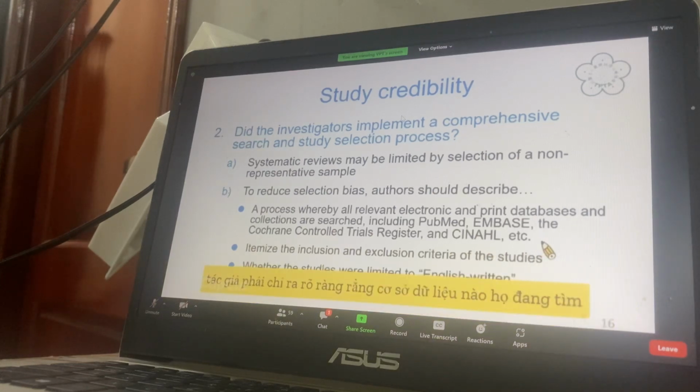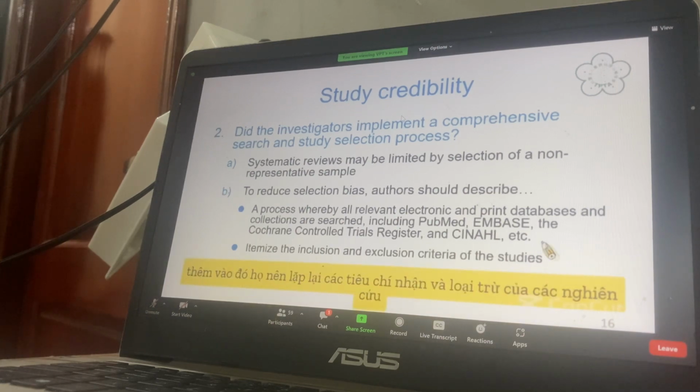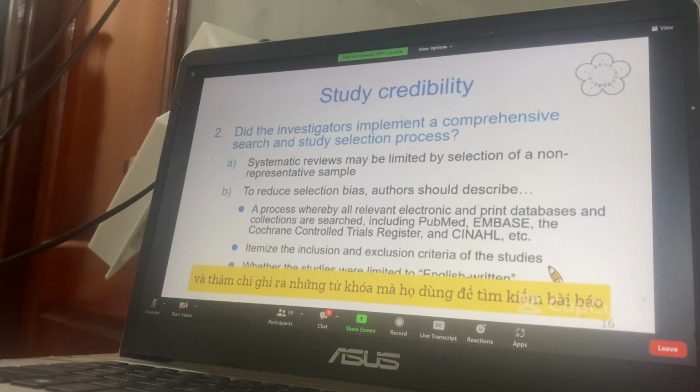The author should clearly point out which databases they searched. Additionally, they should clearly itemize the inclusion and exclusion criteria of those studies, and even write out the keywords they use to search for these studies.